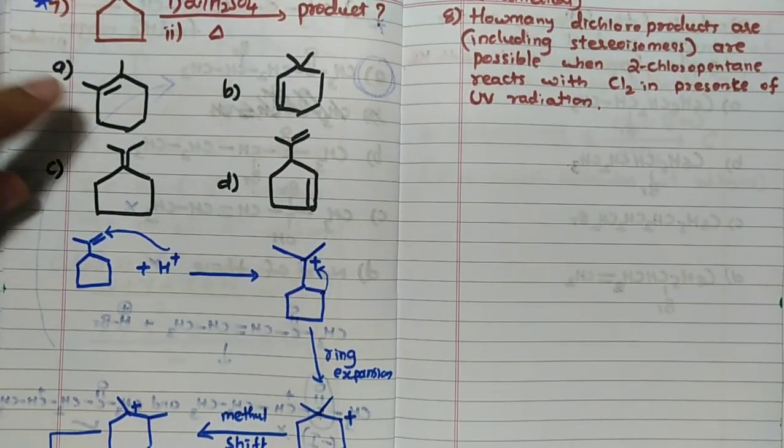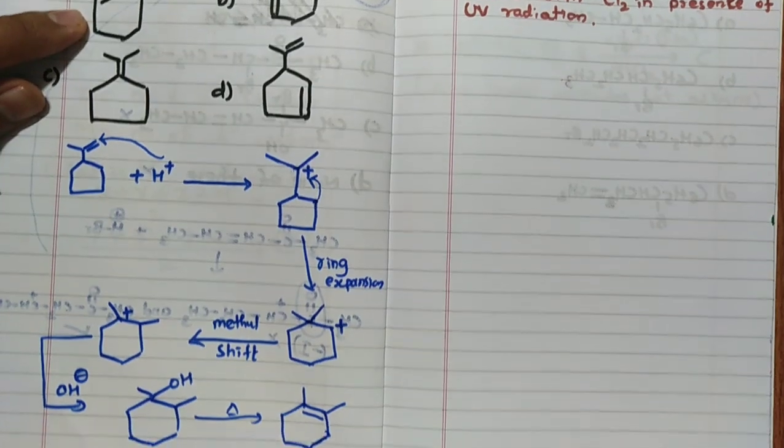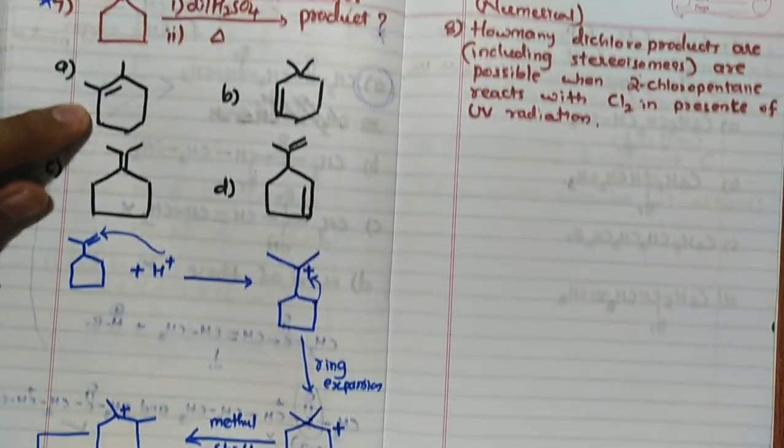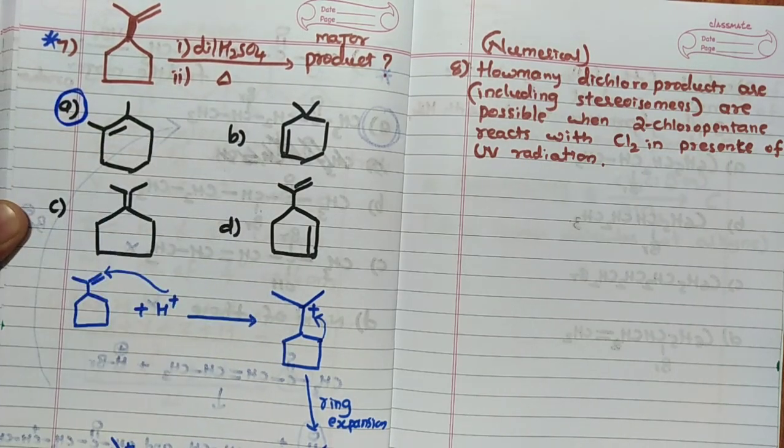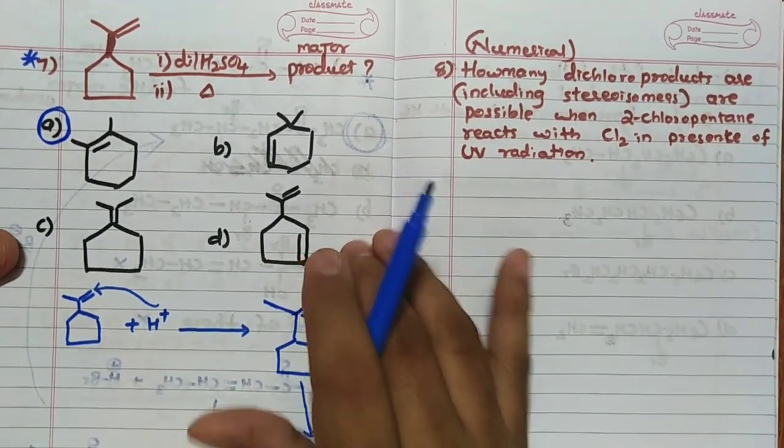This product is similar to what? This product. Correct? See, both the products you can see. This product is similar to A. Hence the answer for this question is A. See, ring expansion type, very, very important.